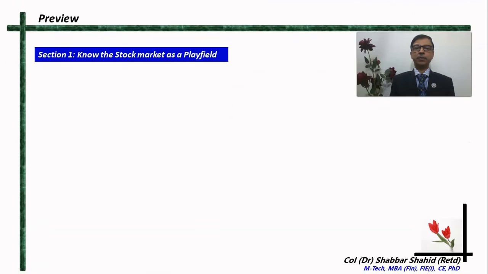Let me explain. The first section, know the stock market as a playing field. Here I have tried to describe the stock market as a playing field. First of all, knowing what you do. Most of us just jump into the stock market, start investing or trading without actually knowing what we are doing. So we'll talk about that.